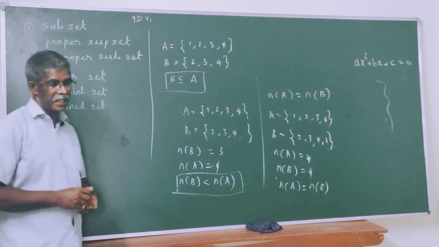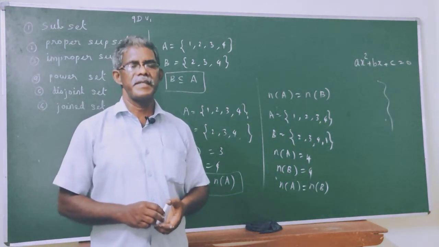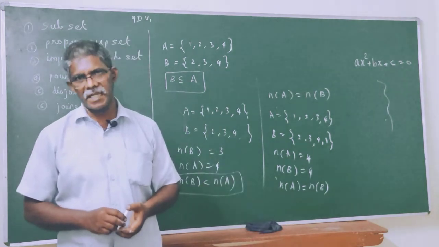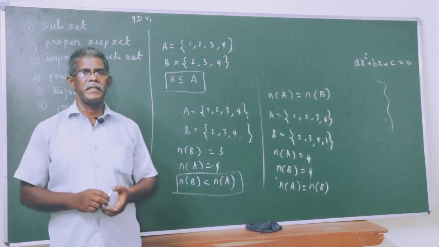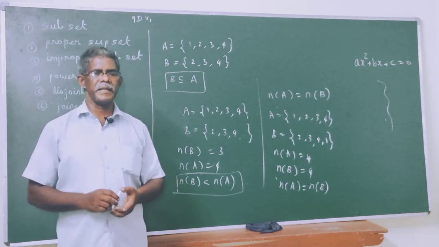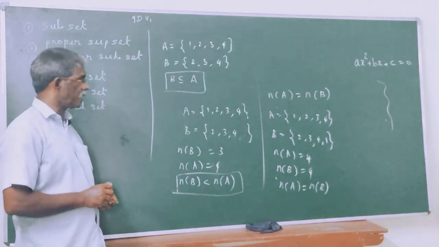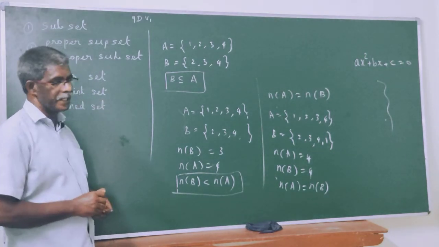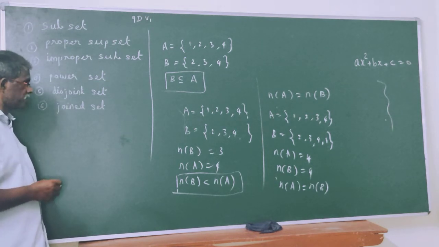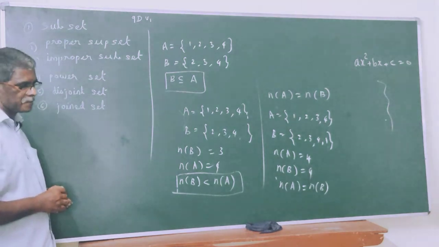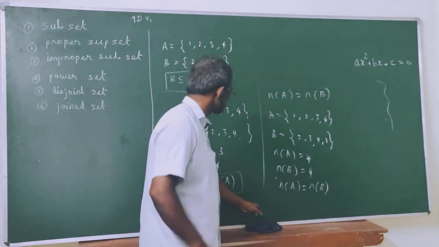We take two sets A and B. If B is said to be a subset of A, then all the elements of B are contained in A. Such a set B is called a subset of A. So now we are going to discuss power set. What is the meaning of power set? Here I am going to explain power set.